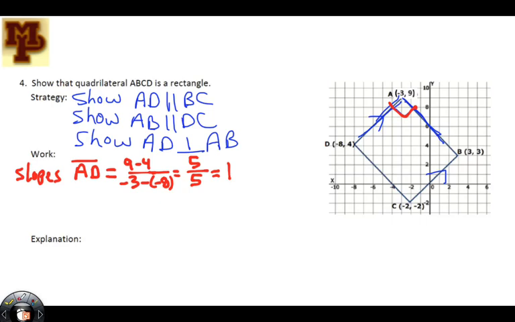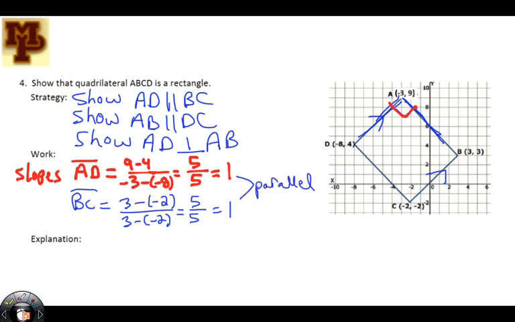And then let's do the one that's opposite that. So that would be BC. So let's do slope of BC. That looks like it's going to be 3 minus a negative 2, and then on the bottom, that's going to be 3 minus a negative 2 as well. So that looks like it's going to be 5 over 5, which is 1. So these are parallel, so that's good. And then let's calculate the other ones.